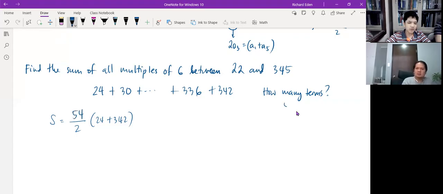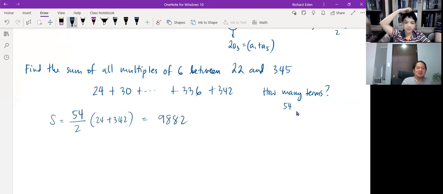54 over 2 is 27, times whatever 24 plus 342 is. So that's 366. 366 times 27. I know you can compute it, so you're right, 27 times 366. I have it on my calculator: 9882.